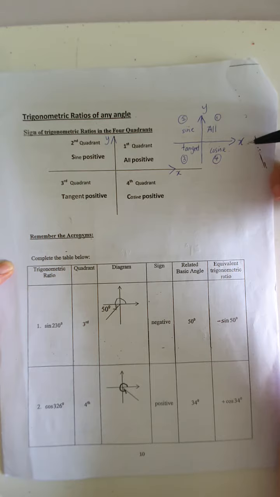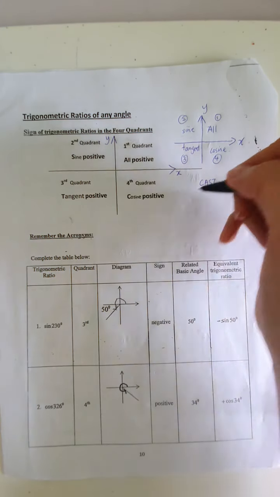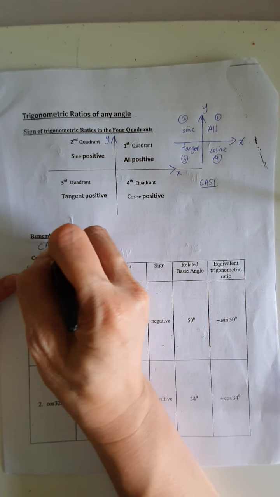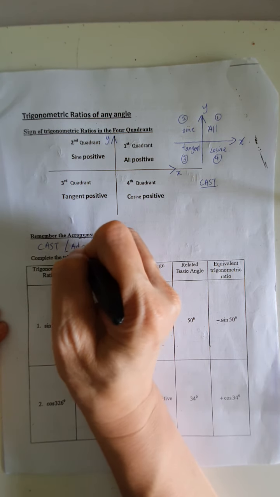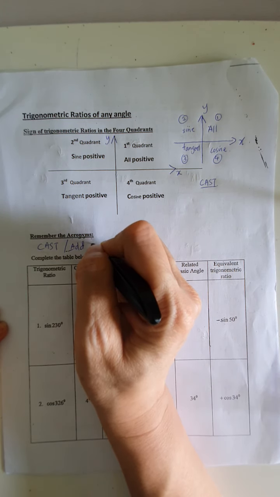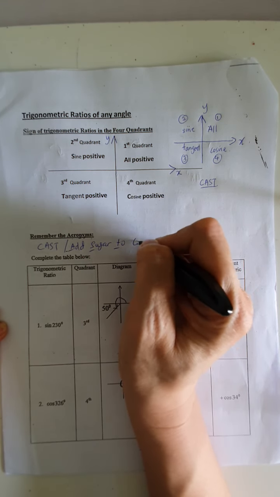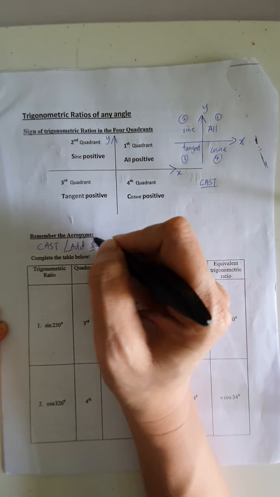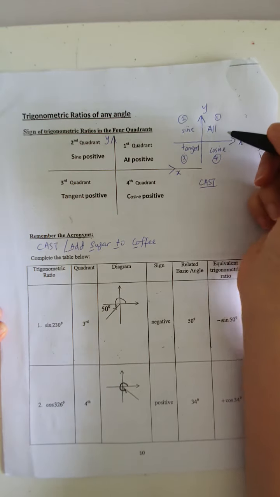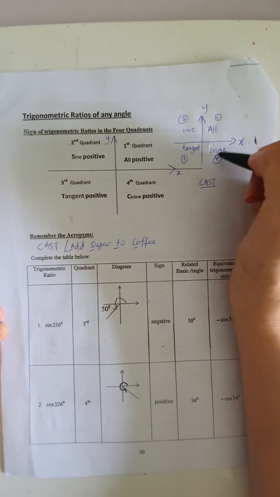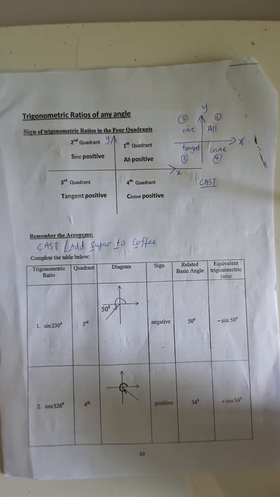So how do you remember? You can remember it as CAST, or some people say add sugar to coffee. Okay, add sugar to coffee. So that's how you remember all these have positive signs. Okay, let's look at the table to see what it really means.